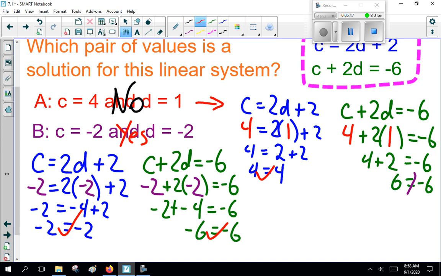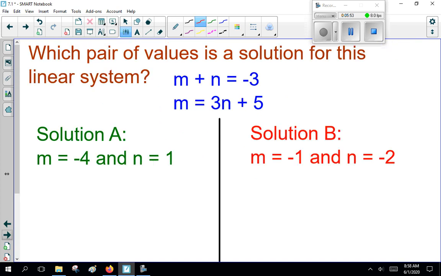And once again, today I'll be giving you answers you've got to check. Tomorrow we'll be developing the answers. So here we go. Which pair of values is the solution for this linear system? So here are our two equations. M plus n equals minus 3, and m equals 3n plus 5.